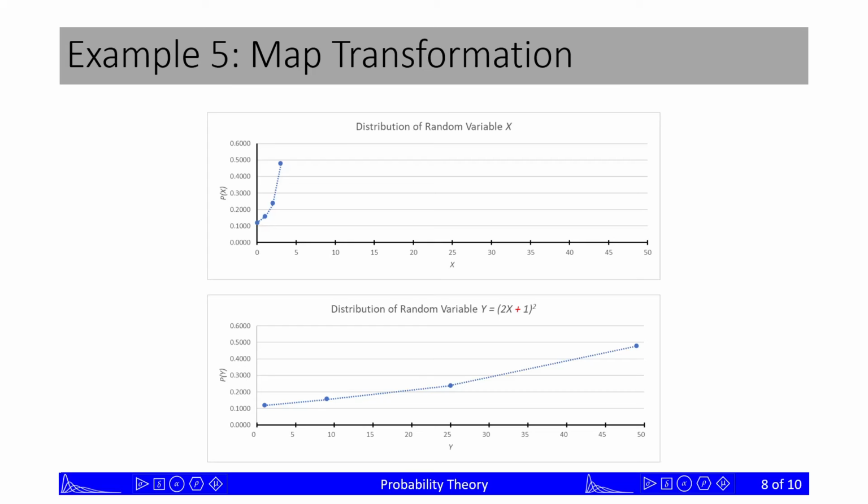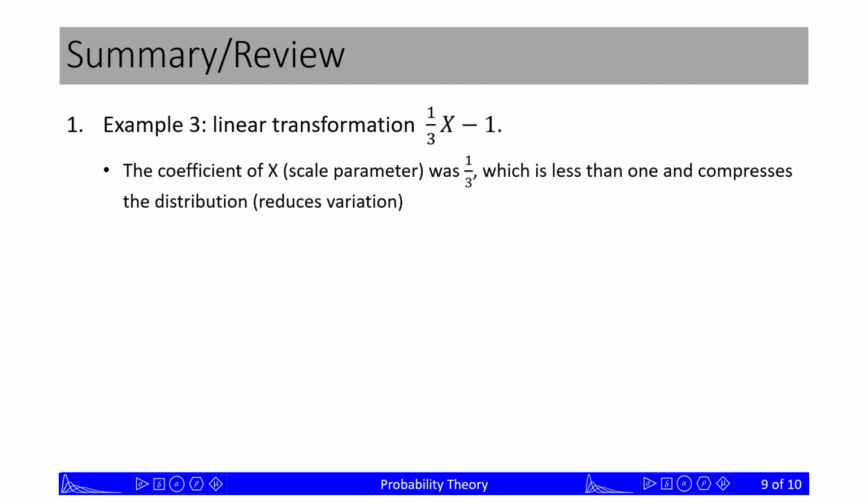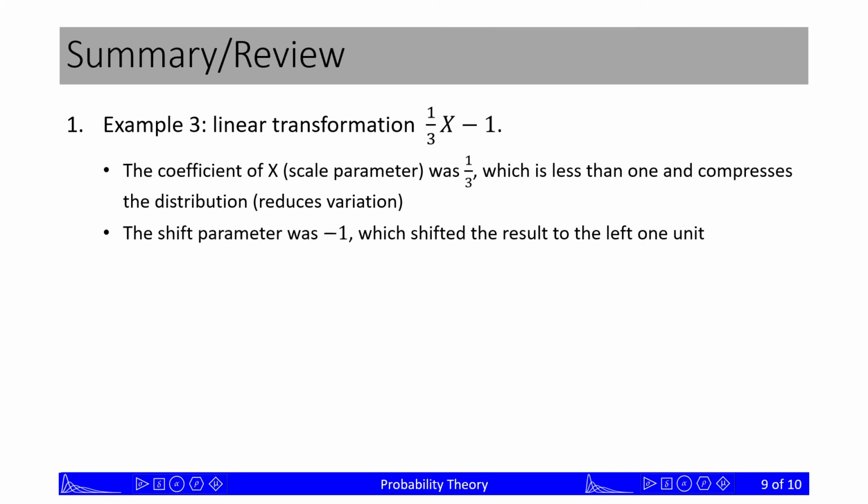Finally, the square spreads out the distribution even more because the values inside the square are greater than 1. In example 3, we applied a linear transformation to x, which was y equals 1/3 x minus 1. The coefficient of x acted as a scaling parameter. The 1/3 is less than the absolute value of 1, so it reduced the scale or spread of the distribution. The subtraction of 1 shifted the result to the left by 1 unit.